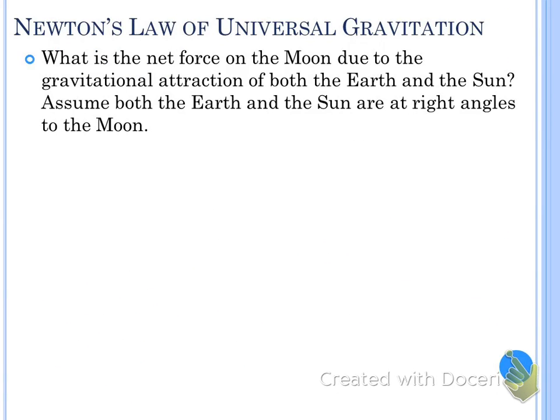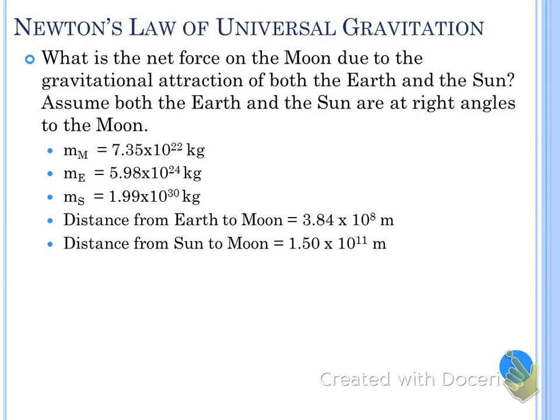All right, what's the net force on the moon due to gravitational attraction from both the Earth and the sun? We're going to see which of those is pulling the moon with greater force. This is going to be a little bit two-dimensional, but it's pretty simply two-dimensional. We're going to assume both the Earth and the sun are at right angles to the moon. So I'm going to put some information out here first, and then I'm going to draw what it looks like.